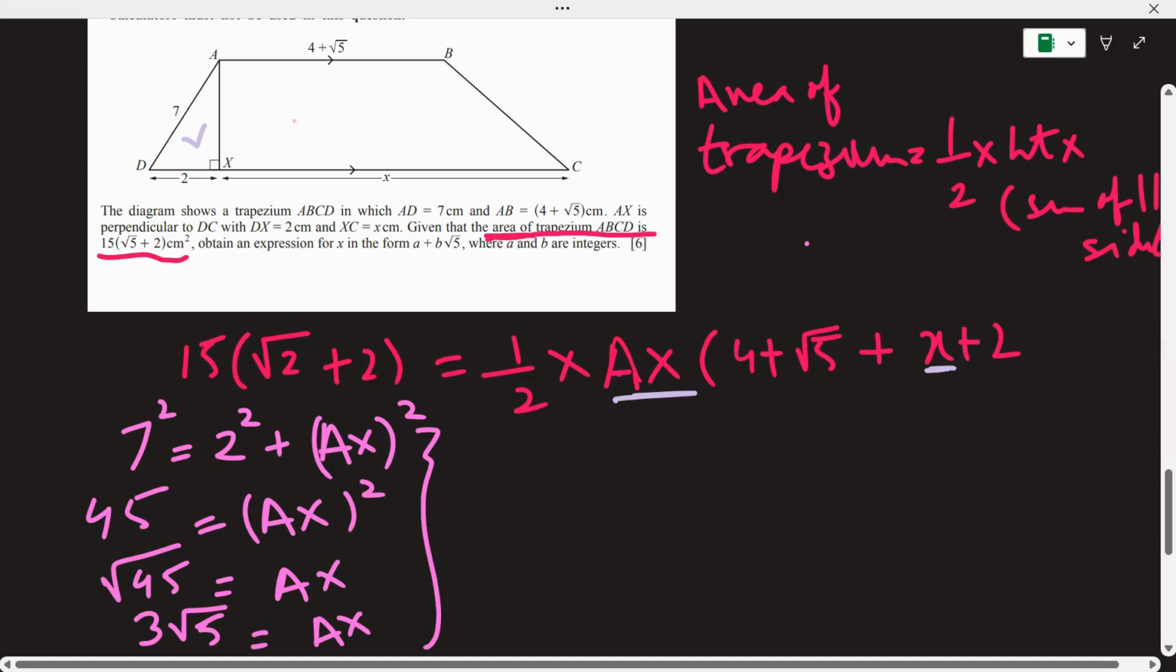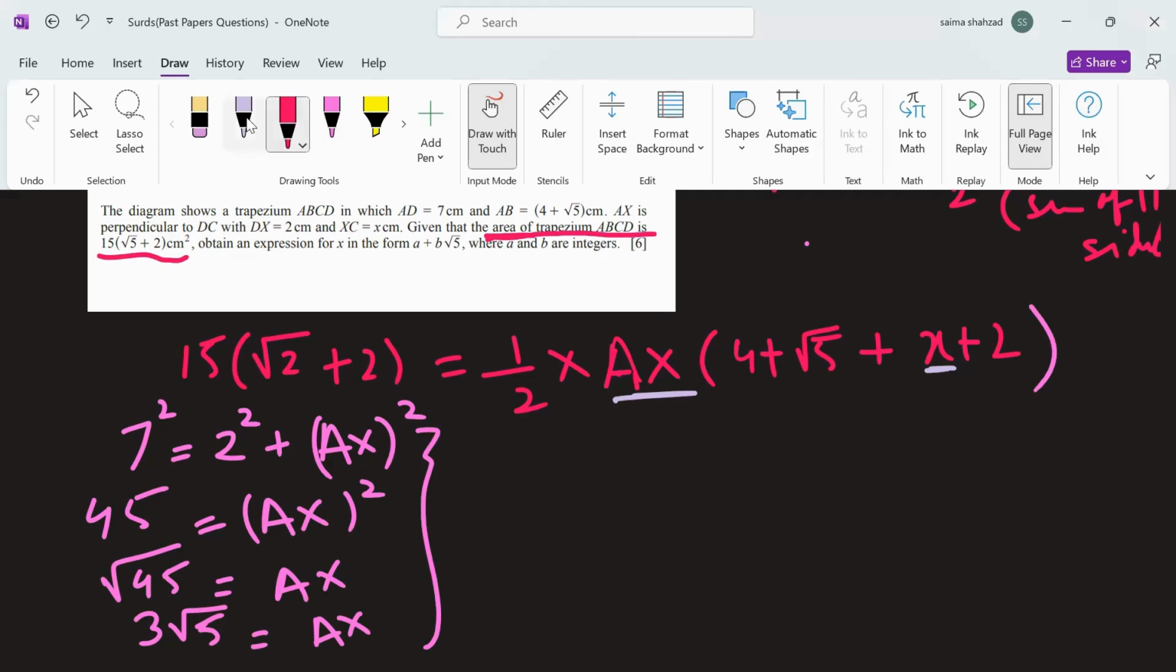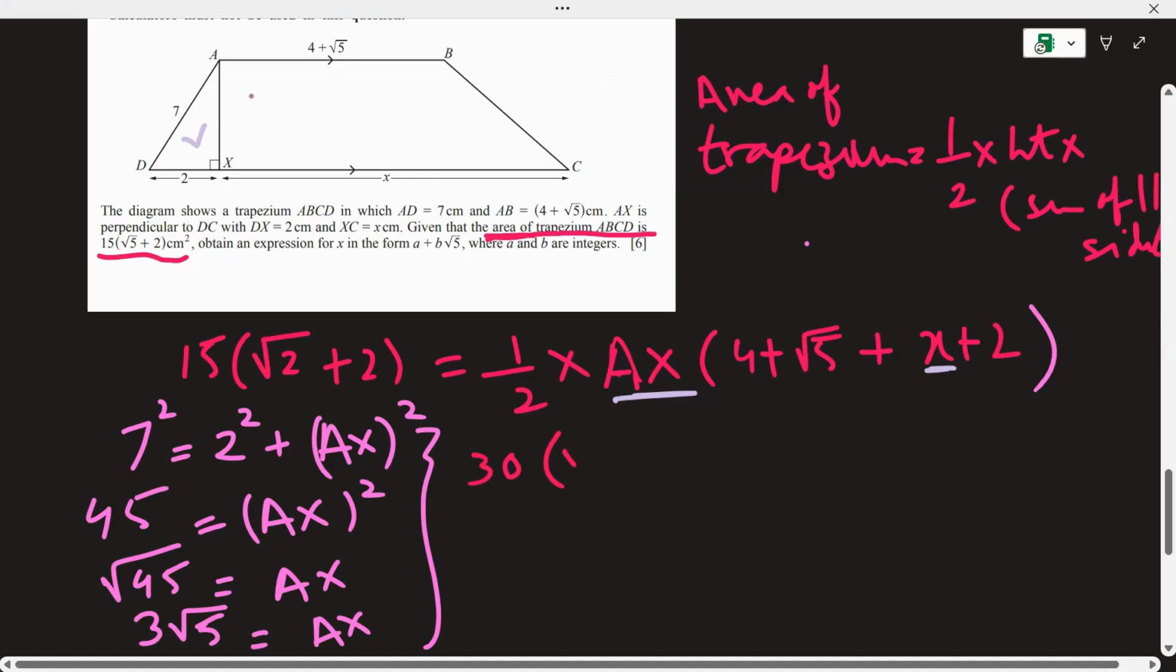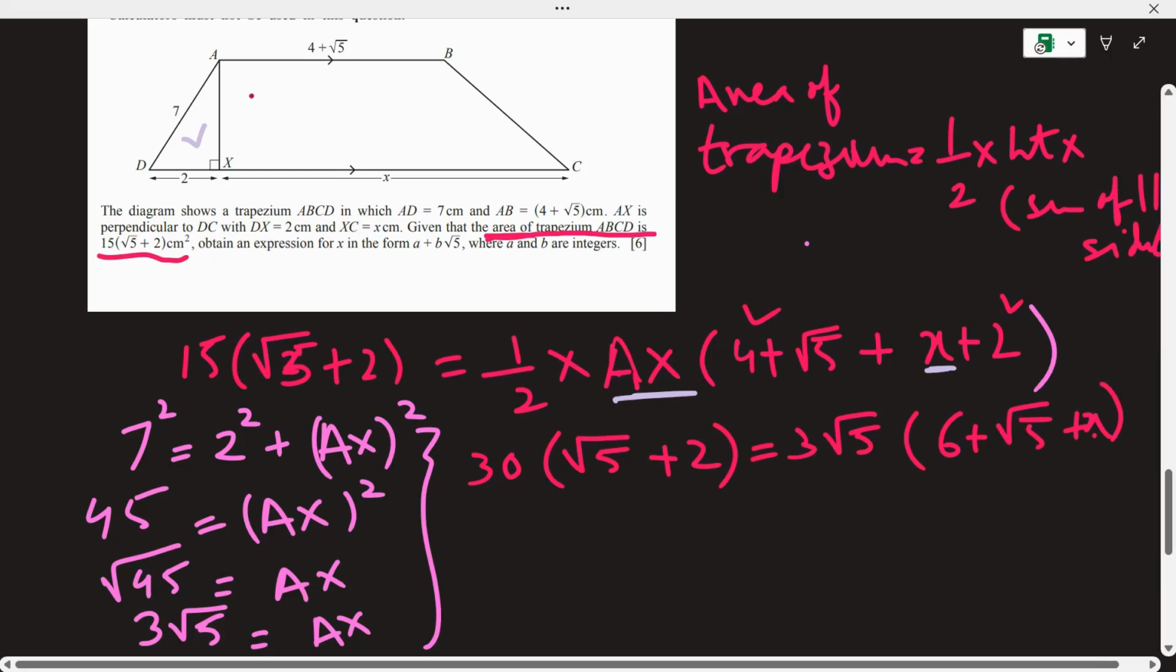Now you will substitute values here, and you will cross multiply this 2. It becomes 30 times under root 5 plus 2 is equal to the value of AX, which we have as 3 under root 5. And now you solve like terms: 4 plus 2 is 6, plus under root 5, plus X. Now we divide this by 3 under root 5.